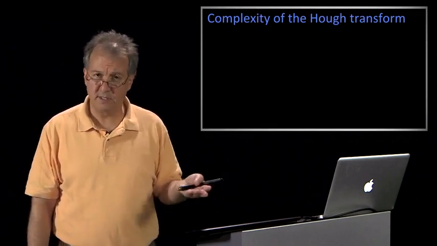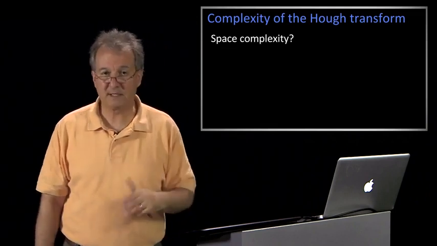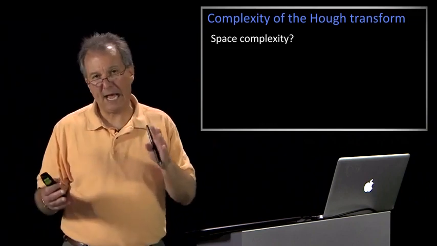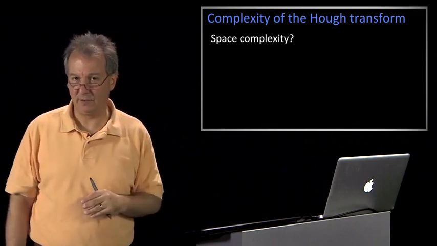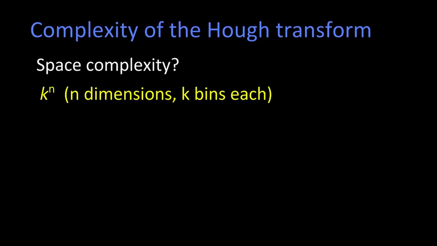So the first question is, this is an easy one, what's the space complexity? That is, how much memory do I have to use? Well, forgetting the image for a moment, the bottom line is I need k to the n bins, all right? So if I have k bins in each dimension, it's k to the n is the number of bins. So we were doing this in 2 dimensions, so it would be k squared. So, you know, if I have about 100, so it's about 10,000 maybe.